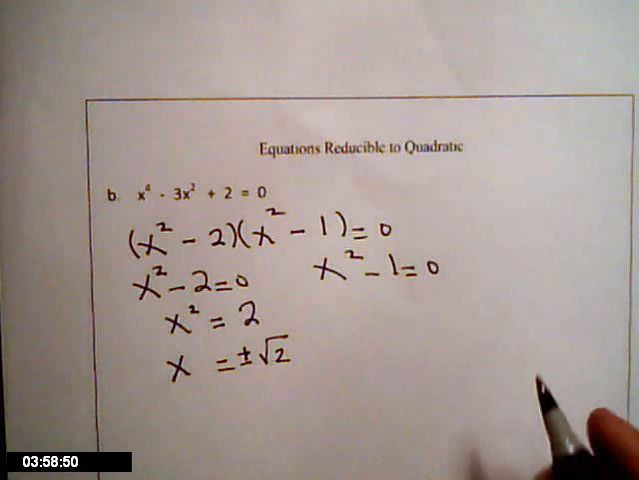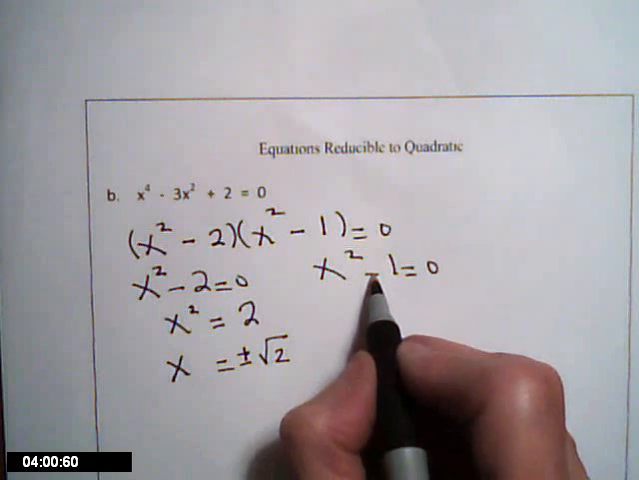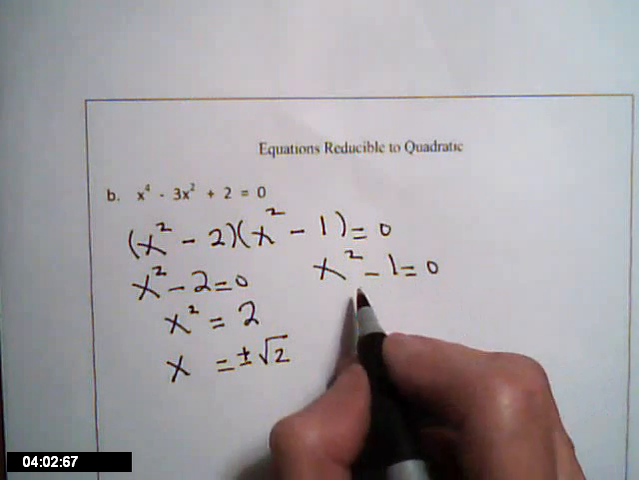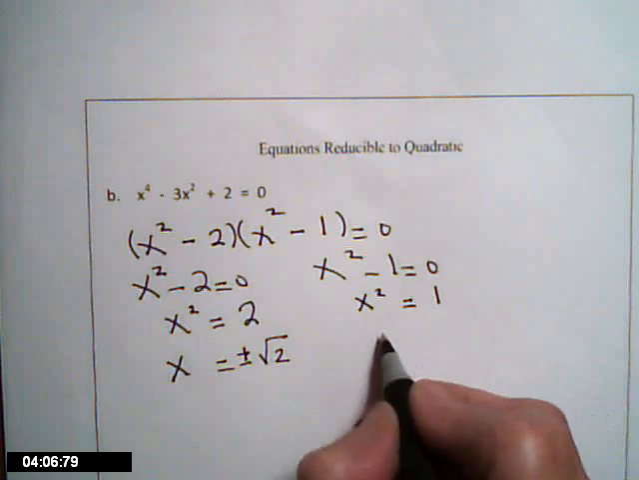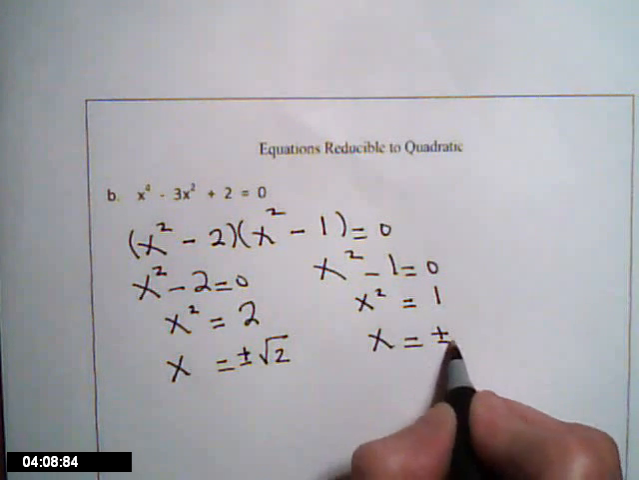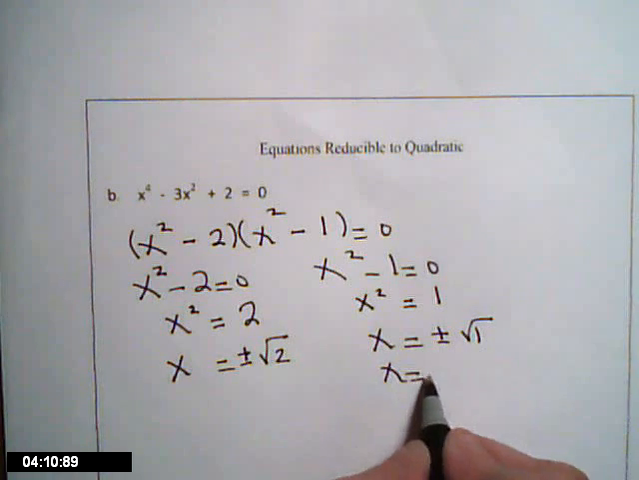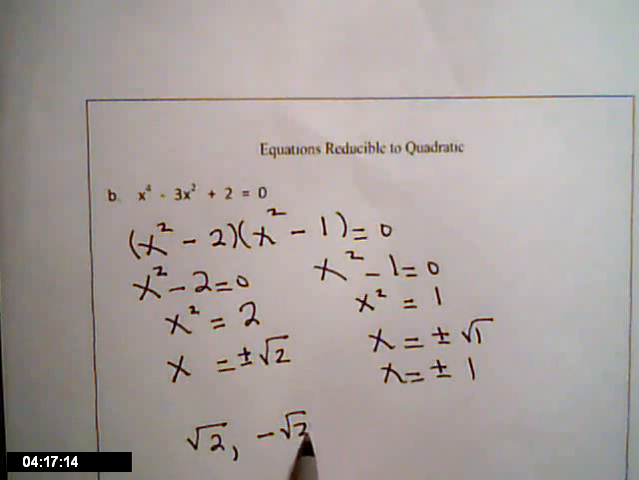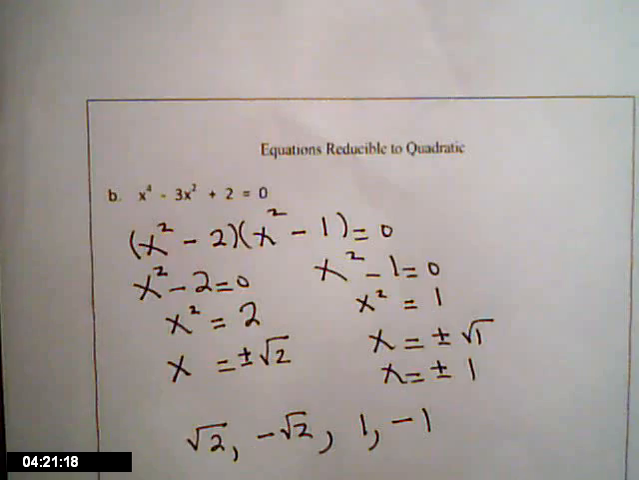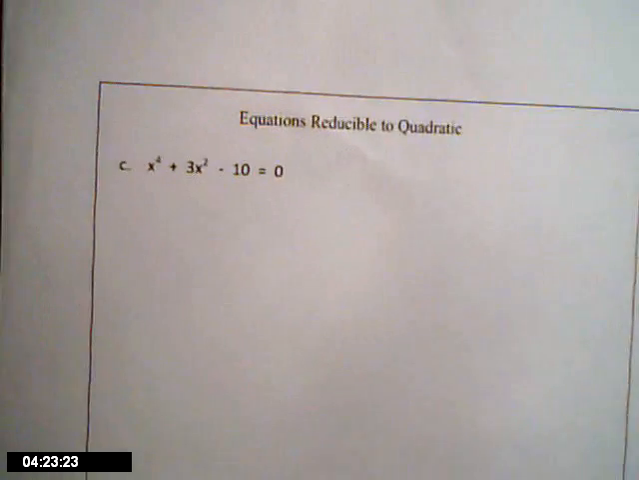There are two answers. Here I can either use the difference of two squares, or I can use the same method by moving the 1 over, taking the square root of both sides, and I can take the square root of 1. Now my 4 answers would be square root of 2, negative square root of 2, positive 1, and negative 1. We'll do one more.